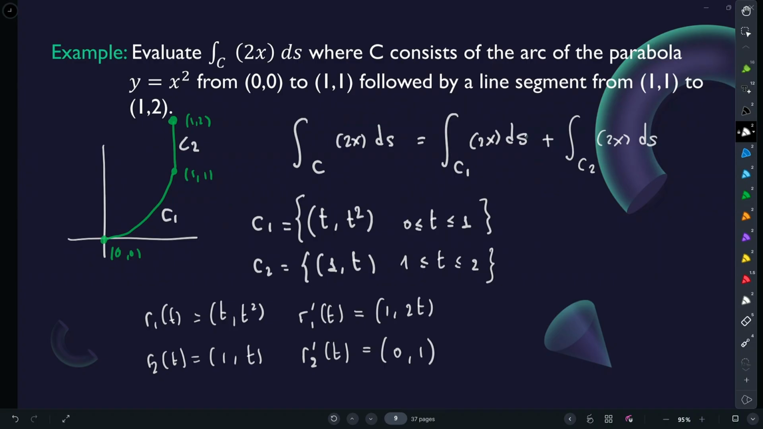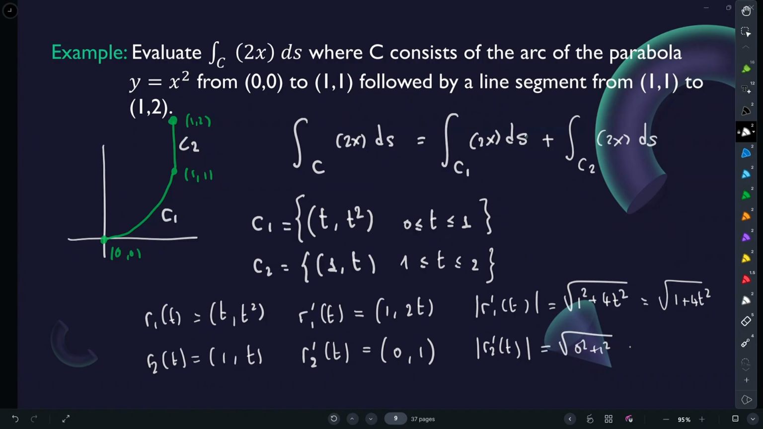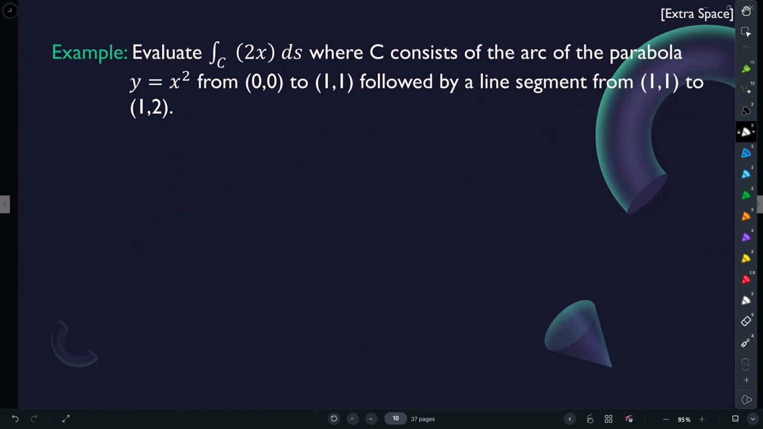Okay, so then what else do I need here? I need to compute the lengths of these vectors. The length of the tangent vector is the square root of 1 squared plus 4t squared. So it is the square root of 1 plus 4t squared. Okay. And the length of R2 of the second one is 0 squared plus 1 squared. So this one is just 1. Now I can do the integral on each one of the paths.